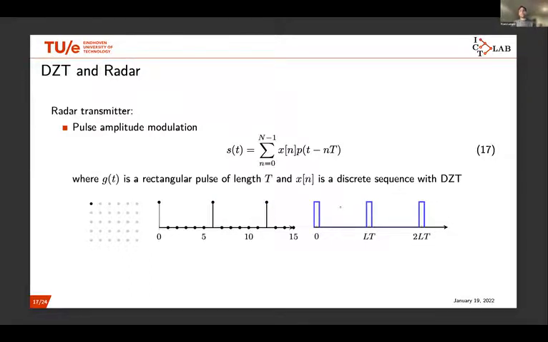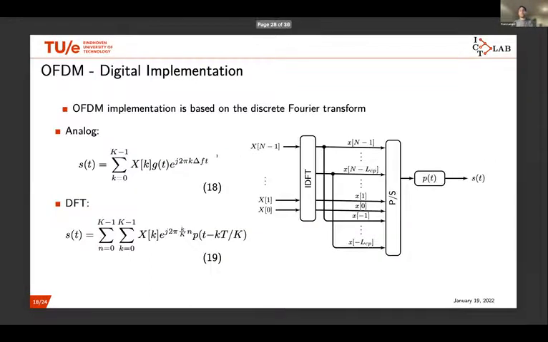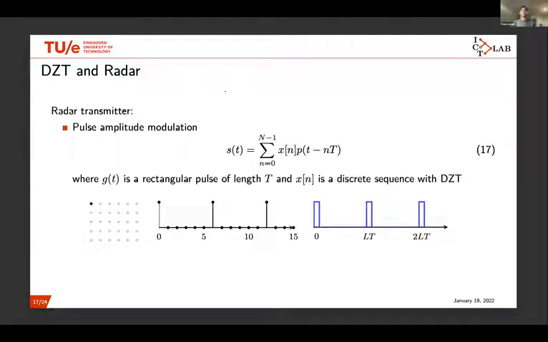And when we map this sequence onto an analog waveform using pulse amplitude modulation, we can see that we exactly get our radar waveform, which I was presenting before, where here LD is equal to the pulse repetition interval.